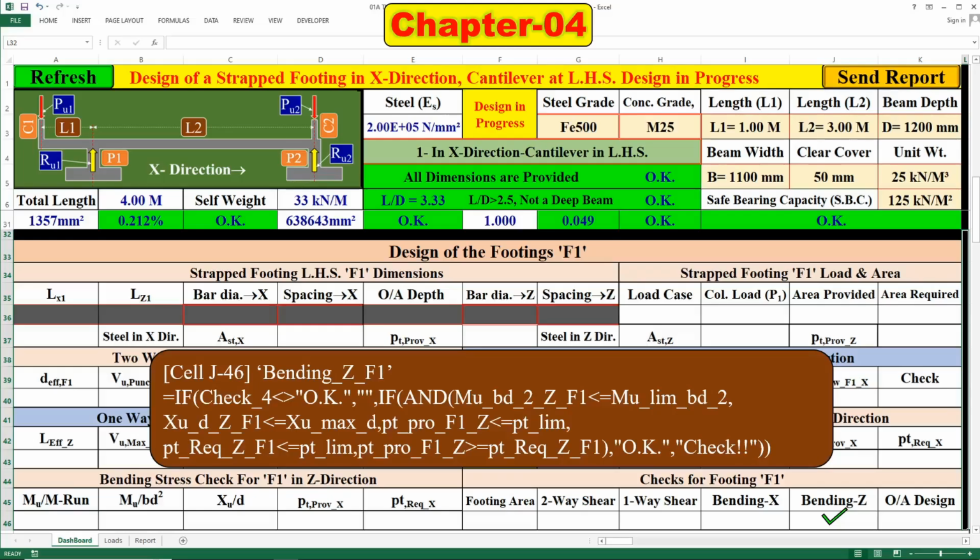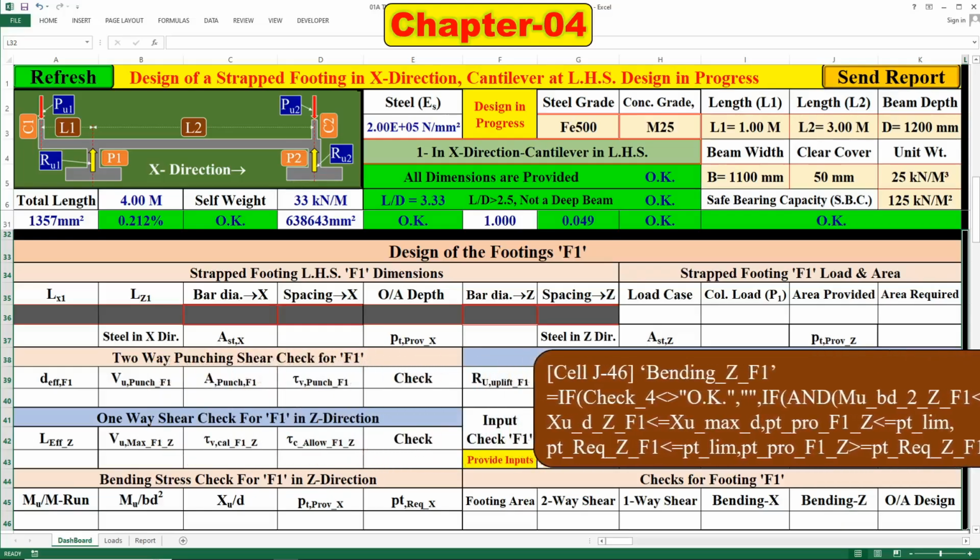PT_pro_F1_Z less than or equal to PT_lim. PT_REQ_Z_F1 less than or equal to PT_lim. PT_pro_F1_Z greater than or equal to PT_REQ_Z_F1. If Excel finds all of these conditions to be true, it will say OK, otherwise, it will say check.